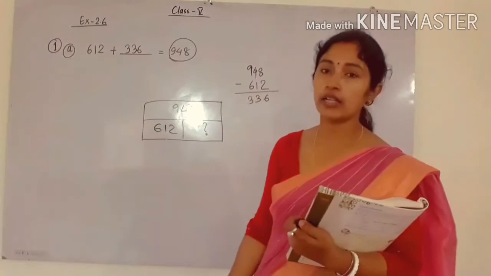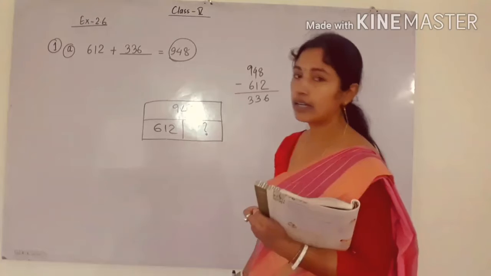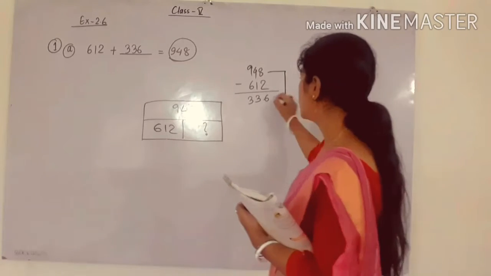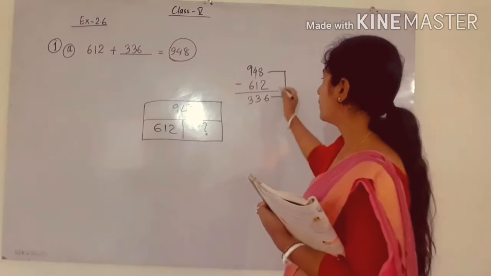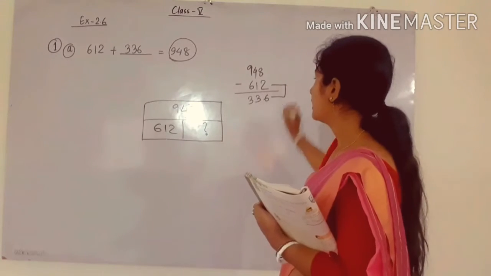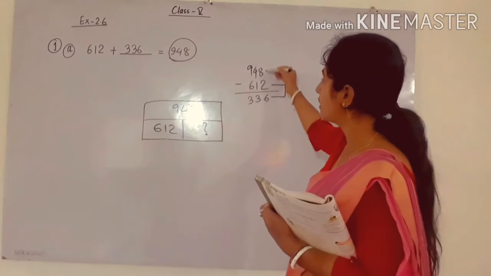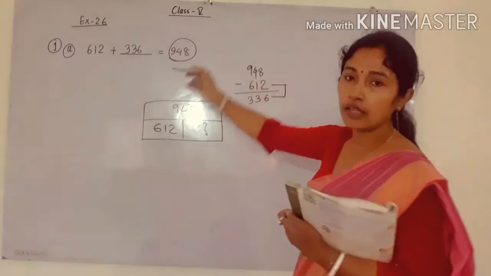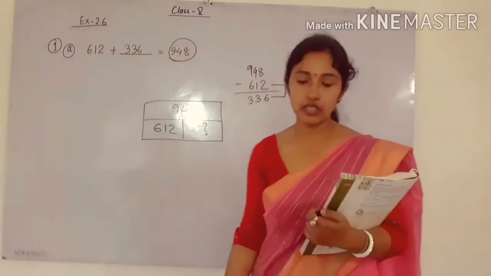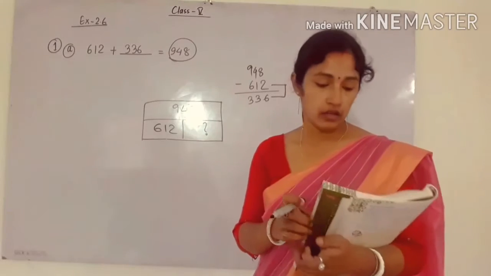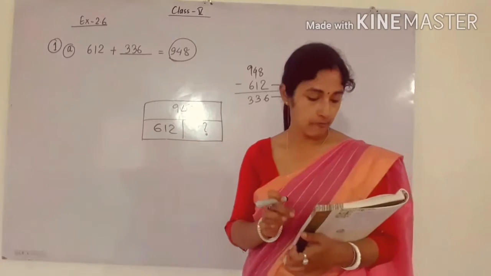So how to check whether you have done the answer correctly or not? You know that by adding the two numbers, that means this and this, you will get the answer. By adding this and this, 6 plus 2 is 8, 3 plus 1 is 4, 6 plus 3 is 9. That means our answer is correct. You can recheck it also by using the steps we have done before this.